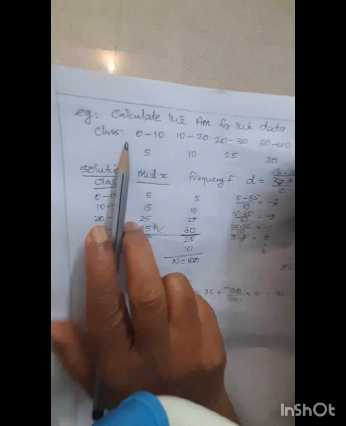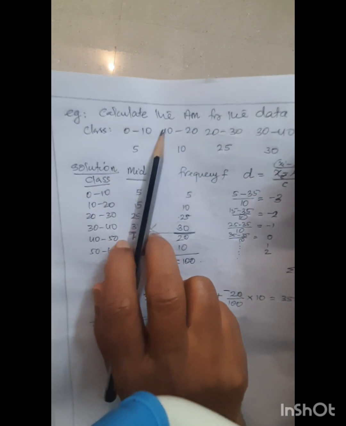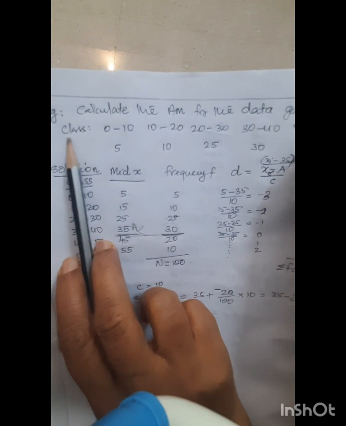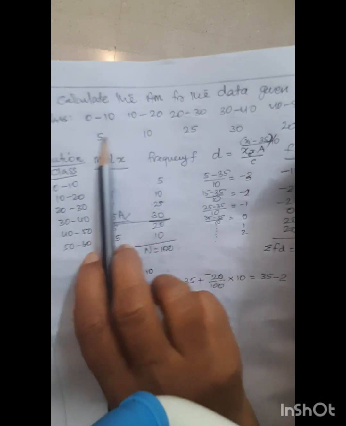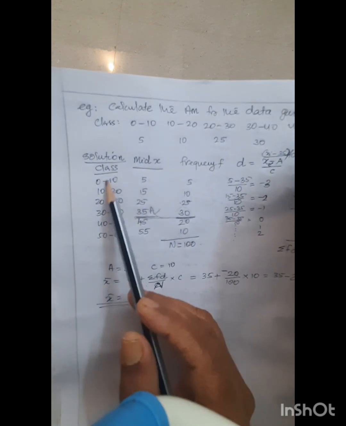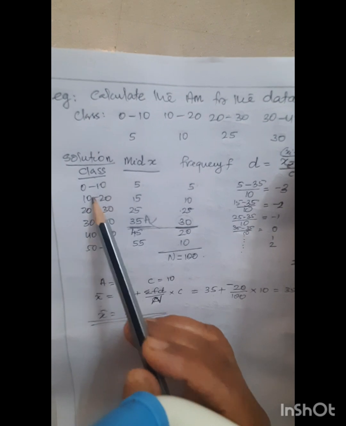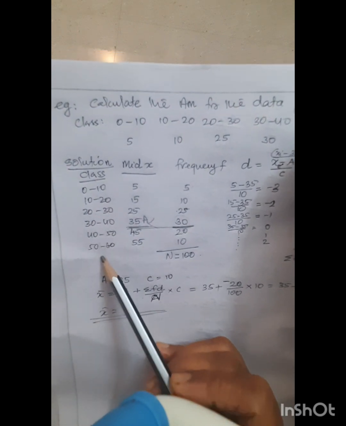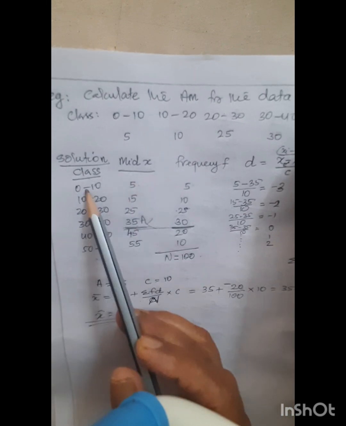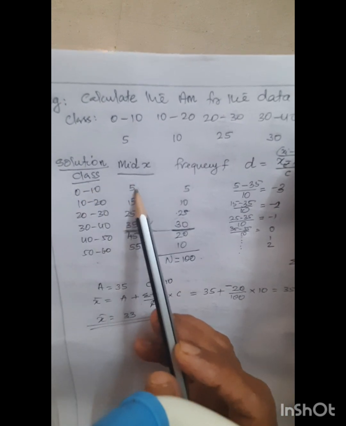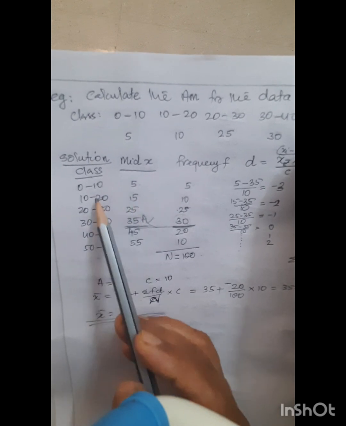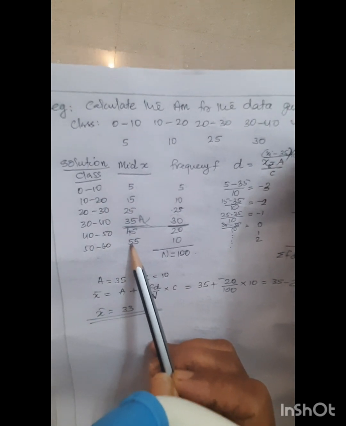One example here. Calculate the arithmetic mean for the following data given. Class 0 to 10, 10 to 20, 20 to 30, we write like this. And now in the next column we have to write mid-x. Mid-x means 0 plus 10 by 2, the mid value, that is 5. Then 10 plus 20, 30 by 2, 15. Like that you have to write all the mid values.